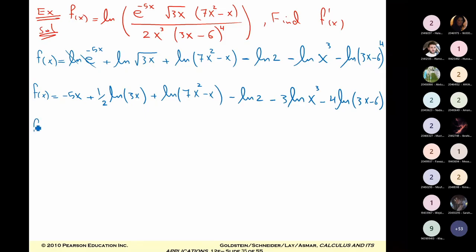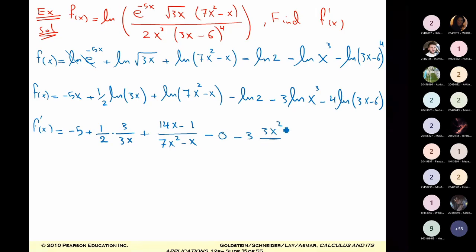Now find the derivative. The derivative of minus 5x is minus 5, plus half multiplied by 3 over 3x, which comes from the derivative of ln 3x, plus the derivative of (14x minus 1) over (7x squared minus x), minus 3 multiplied by 3x squared over x to the power 3, minus 4 multiplied by 3 over 3x minus 6.